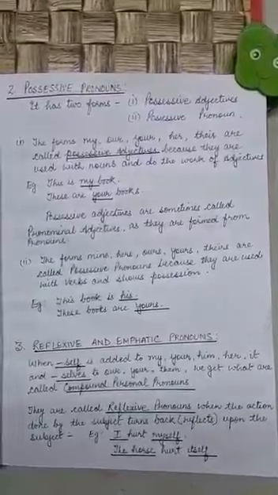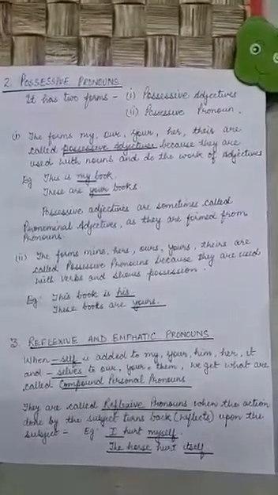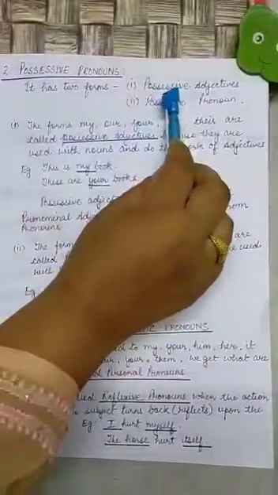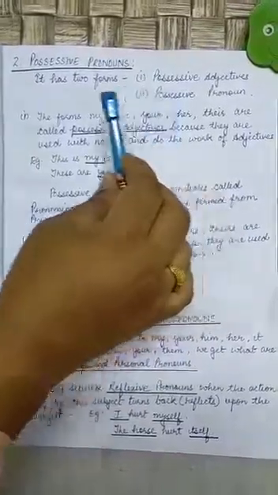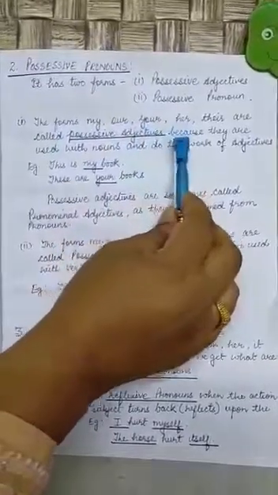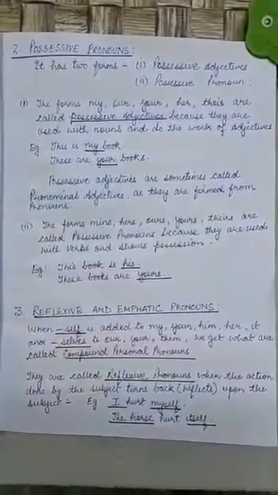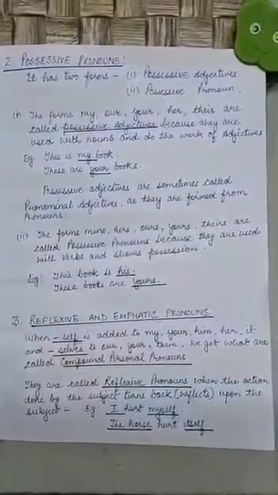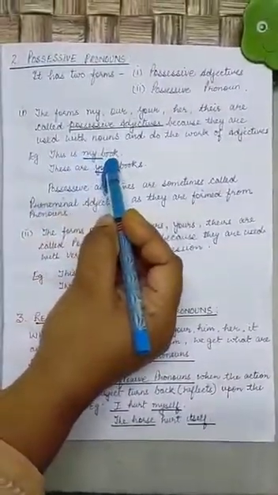Now the second kind of pronouns is possessive pronouns. And it can be seen that the possessive cases of most pronouns have two forms. The first one is possessive adjectives and the second one is possessive pronouns. Now the forms my, our, your, her, their are called possessive adjectives because they are used with nouns and do the work of adjectives. For example, this is my book.